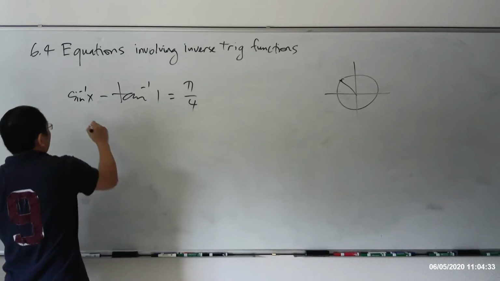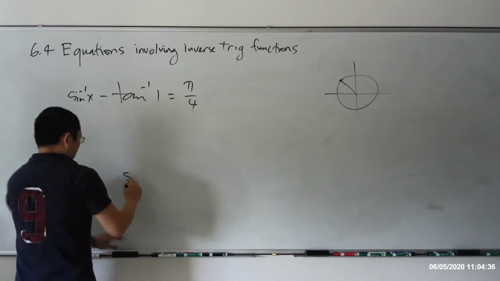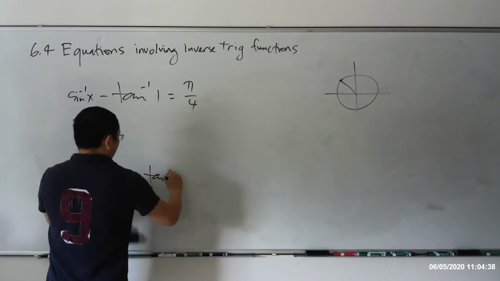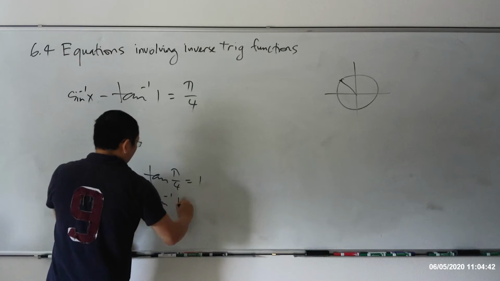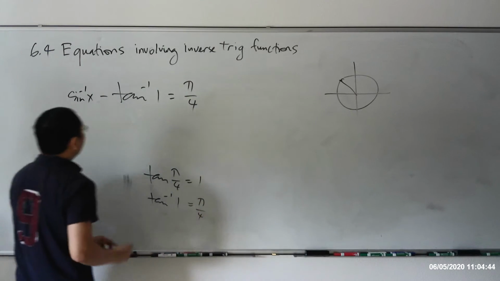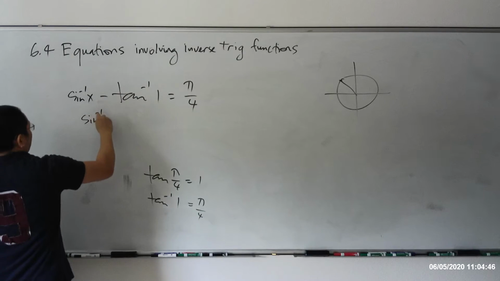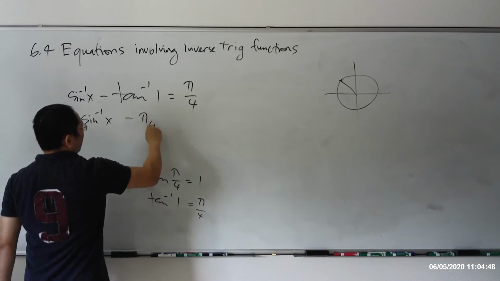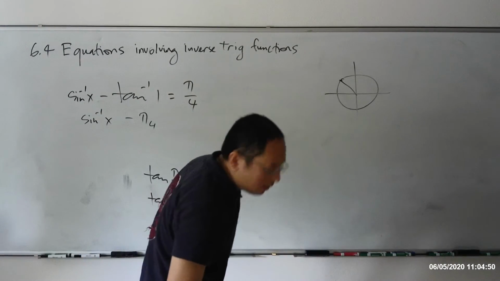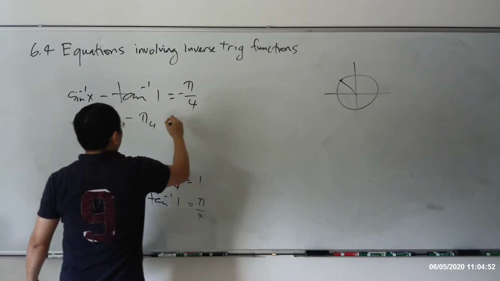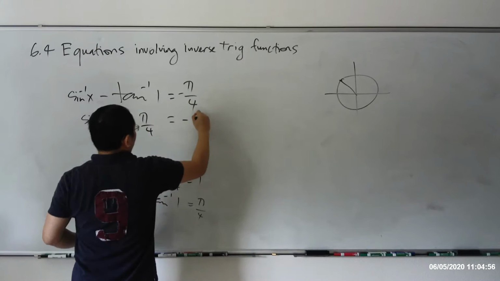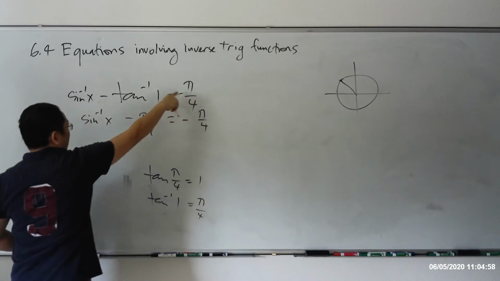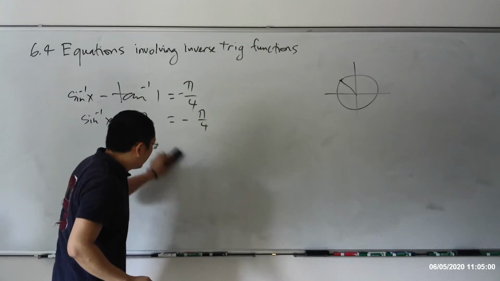Okay, so you know that tangent of pi over 4 equals 1. This means tangent inverse of 1 equals pi over 4. So this is sine inverse of x minus pi over 4. Oh, the book gives you negative pi over 4, I'm sorry. So this is minus pi over 4 equal to negative pi over 4. Change that for me. Okay, this is negative pi over 4. I copied the question wrong.